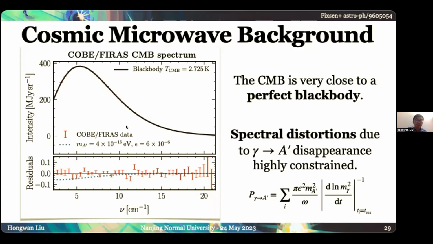So for example, if you have these parameters that I'm showing here, the spectrum that you should get should follow the blue dotted line that I'm showing here, which you can see shows a strong deviation from the black body, especially at low frequencies. And you can see that these kinds of dark photon parameters are clearly disfavored by the data coming from FIRAS. And so this is the idea. We're going to look for distortions to the CMB coming from photon to dark photon disappearances.